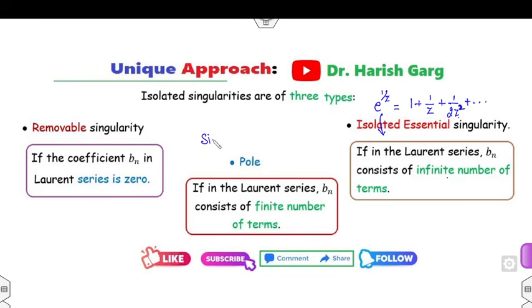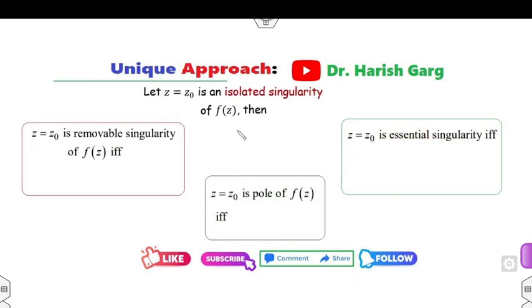Similarly, if you write sine of 1 over z, it is again up to infinite terms, but we need a finite number of terms. This is the first method. But I always suggest you opt for the second method, which is quite interesting and easy for you. Any point is said to be a removable singularity if you find the limit and it exists finitely. What is the meaning of existence?